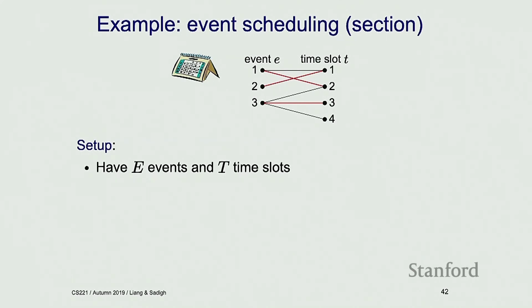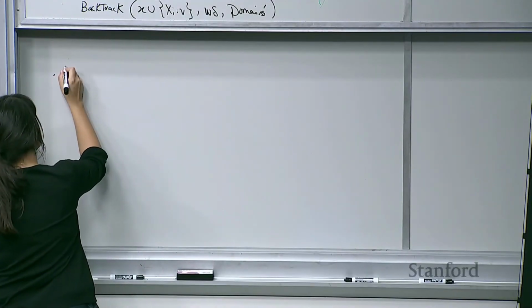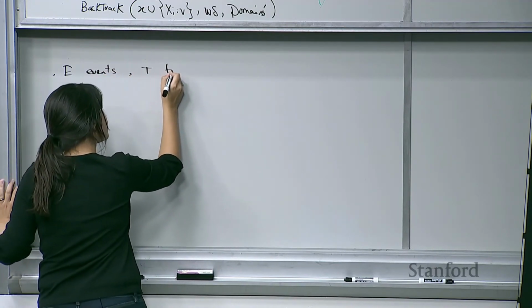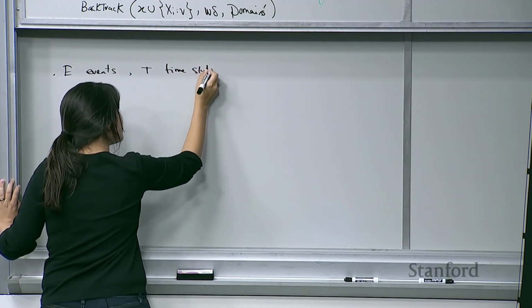So now I want to talk about one more example. So I think 2 more examples. Okay, so this is an event scheduling example. So in the event scheduling example, I have E events. Let's say these are classes, or different courses that you're taking. And then you have T time slots. So you have E events and T time slots.